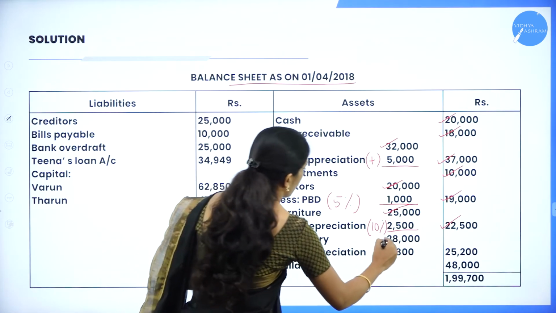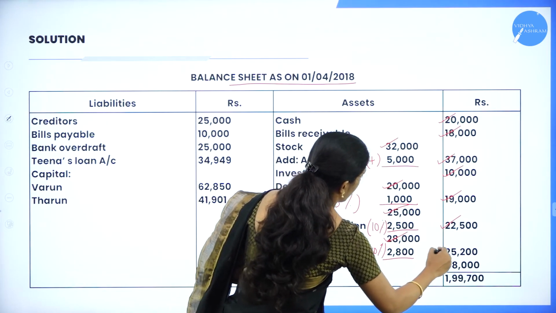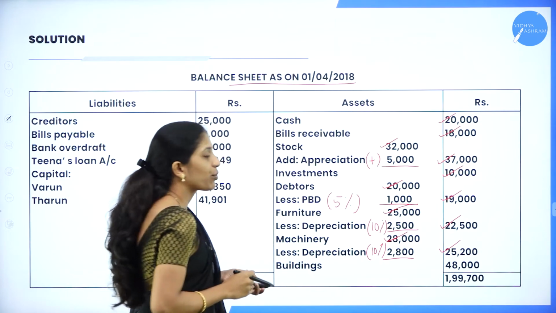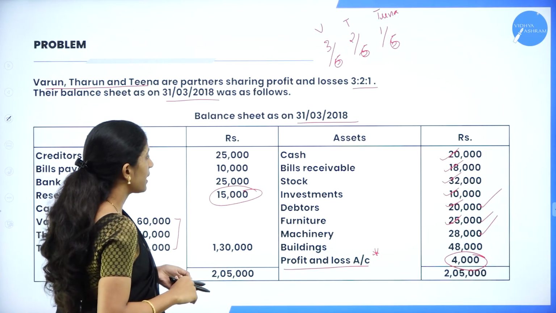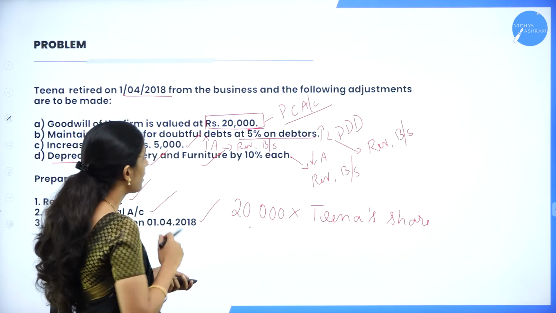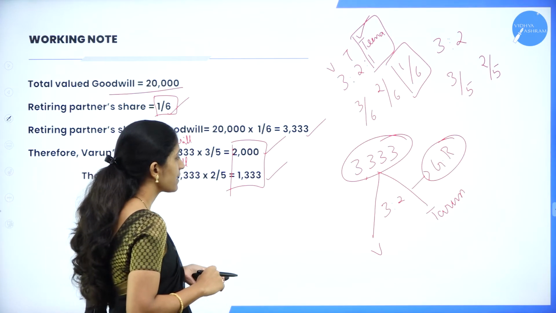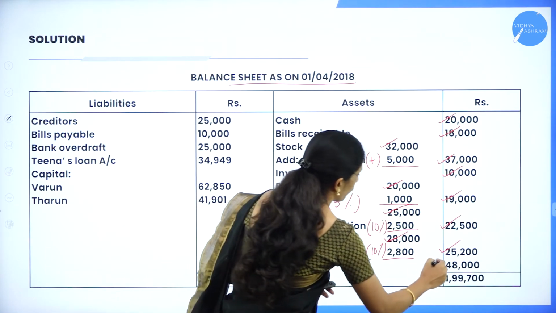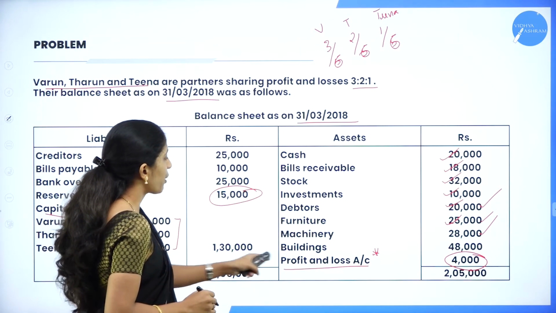So machinery 28,000 less 10% will get 2,800. So if you deduct that, you'll get 25,200. And the next item in the balance sheet is building 48,000. But there is no adjustment relating to building. So we will write the same amount. So building 48,000. And the next item is profit and loss account.